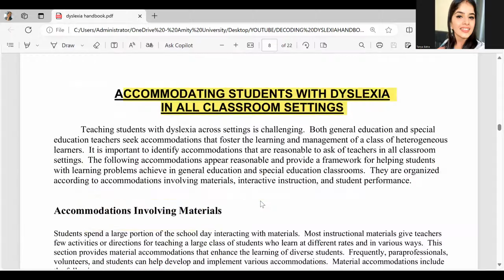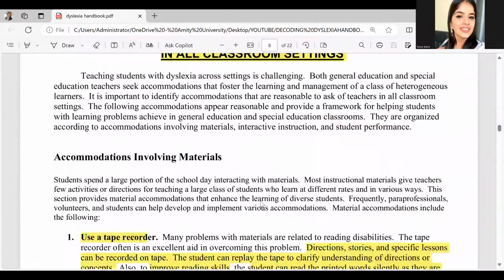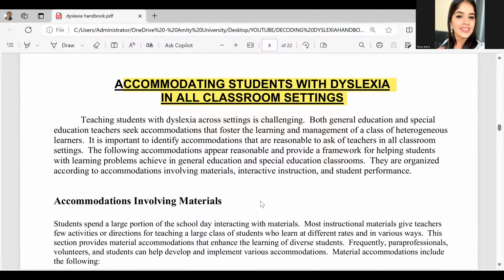Okay. Now, accommodating students with dyslexia in all classroom settings. When we are talking about accommodations and modification, it refers to basically the changes that we are making. Modification is basically when we are reducing the level of the content according to the level of the child, when we are giving simpler questions, when we are reducing the level of the answer sheet, question paper, and allowing the child to write in simple words, in one single line statements. Okay, so that is modification, when we are reducing the level of the content and making the content appropriate according to the needs of the child.